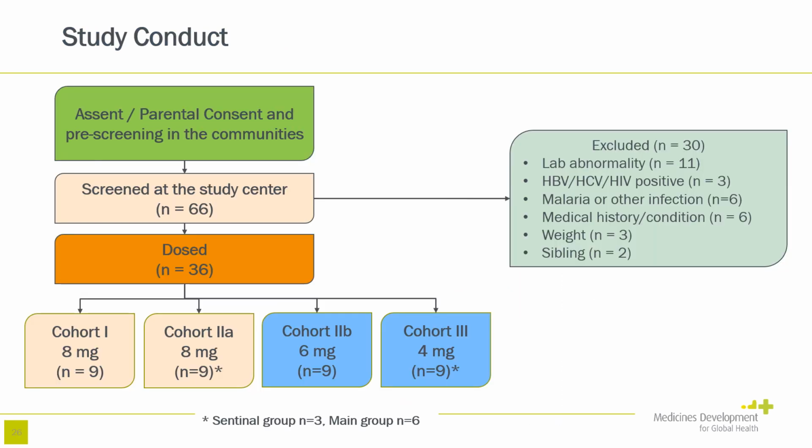This is the disposition of the study. 100 potential participants were pre-screened in their communities, and 66 completed full screening at the study centre. To minimise any safety risks, children in cohorts 2A and 3 were dosed in subgroups. A three participant sentinel group who received treatment first, and then the remaining 6 participants. Data from all 36 participants of different ages receiving their allocated doses contributed data to the modelling that was then used to select an appropriate dose for children across the age range of 4 to under 12 years.